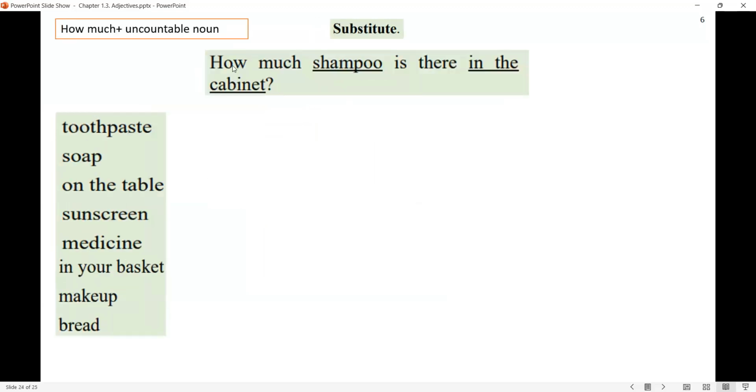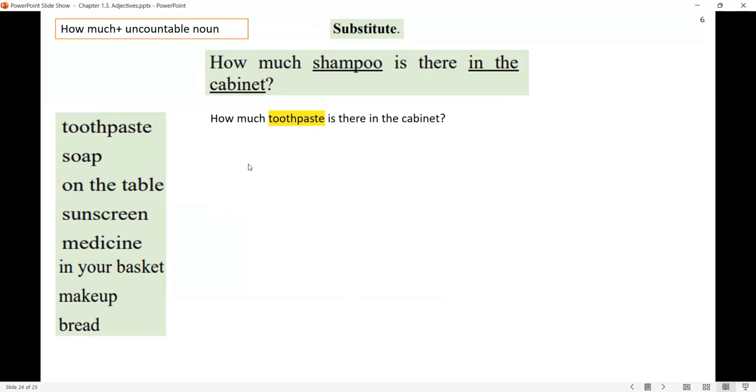In this exercise, we use how much with uncountable nouns. How much shampoo is there? Pay attention to the verb. With uncountable nouns, the verb is singular. How much shampoo is there in the cabinet? Toothpaste. How much toothpaste is there in the cabinet?